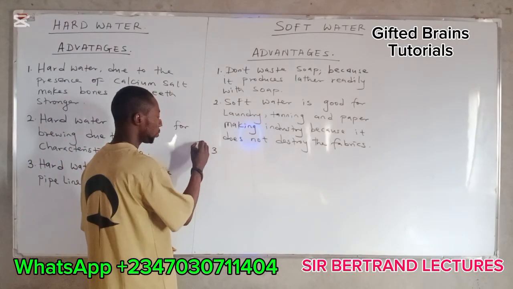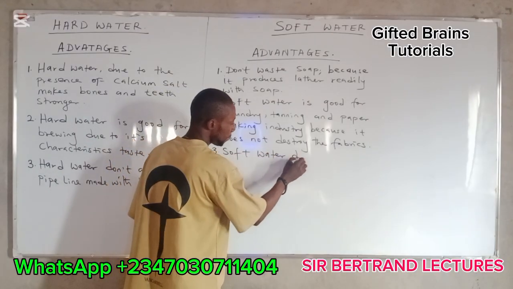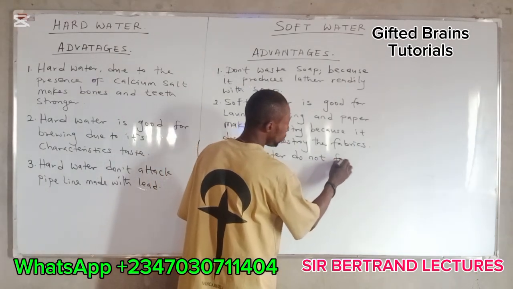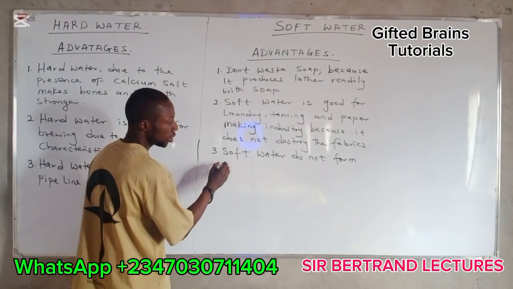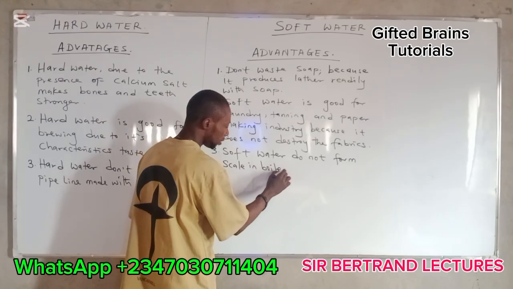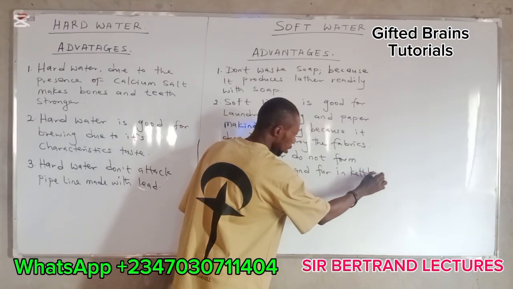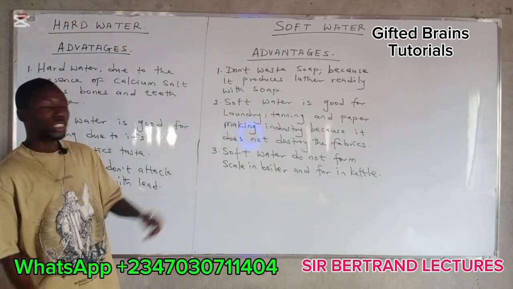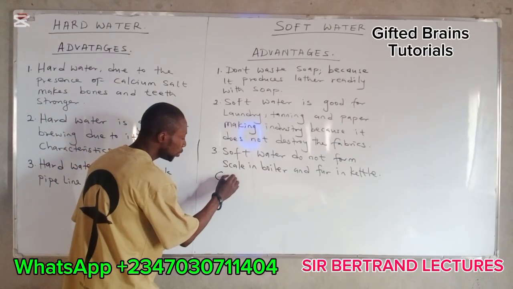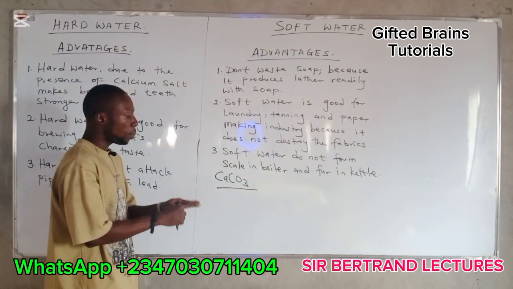The number 3, soft water does not form scales in boilers and fur in kettles, because soft water doesn't decompose to form calcium trioxocarbonate. Do you understand? Soft water does not decompose to form this.